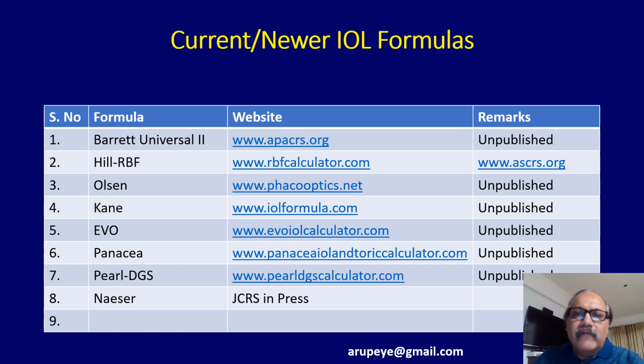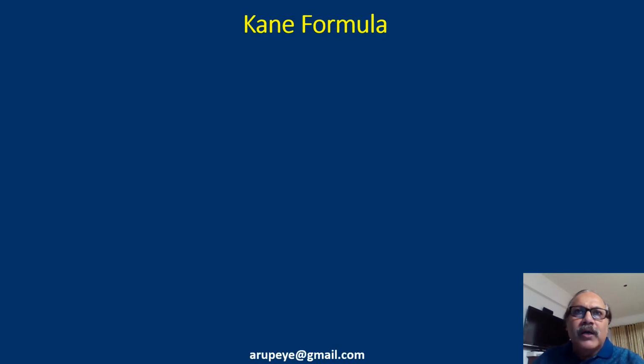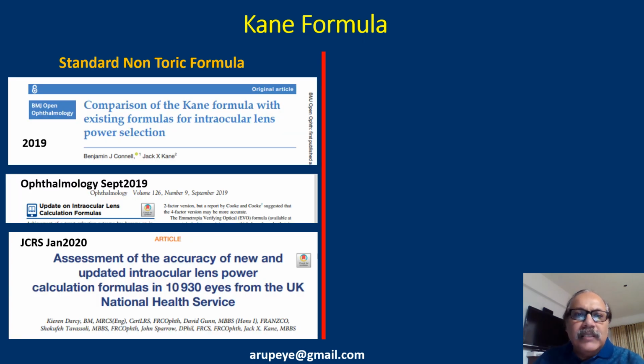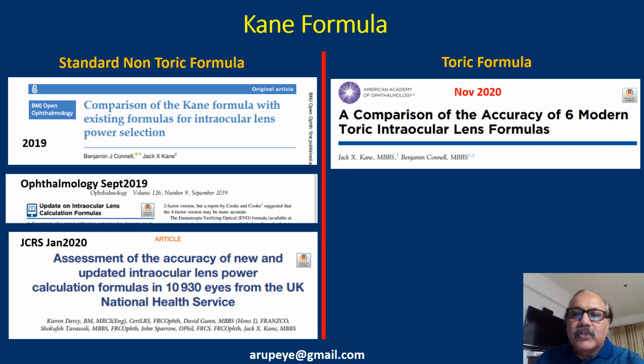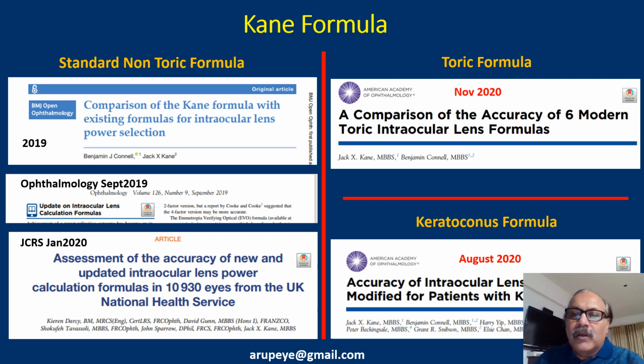New formulas have come up, and the Kane formula has been knocking at the doors for quite some time, since 2017. And last year and this year, I found a large number of publications in the peer-reviewed literature on the Kane formula. These are some large studies showing the superiority of the Kane formula in non-toric IOL situations. The Kane toric formula has again done extremely well in this particular study, published just last month. And even the keratoconus formula by Kane has also done extremely well.